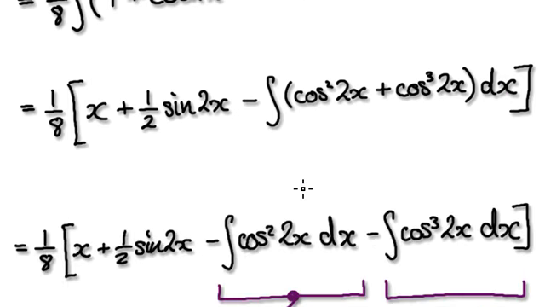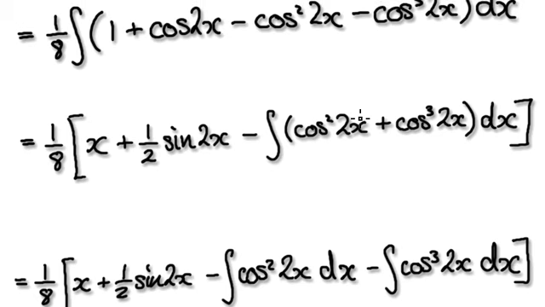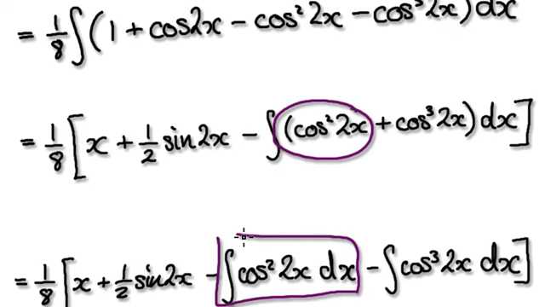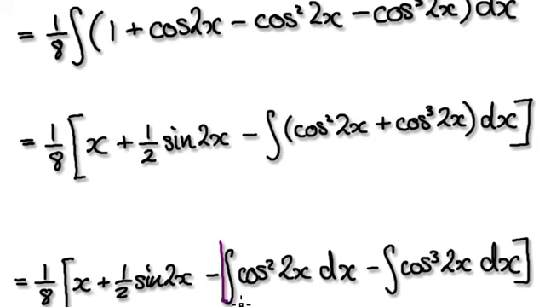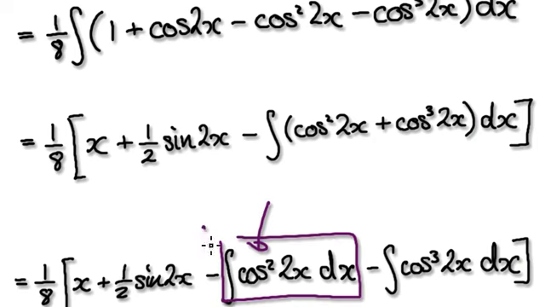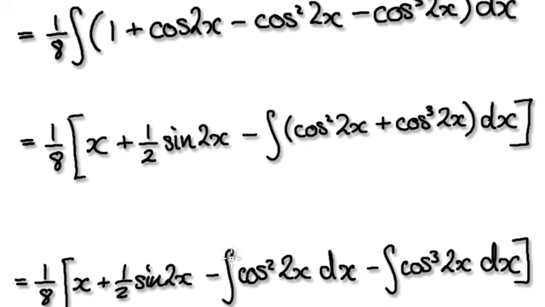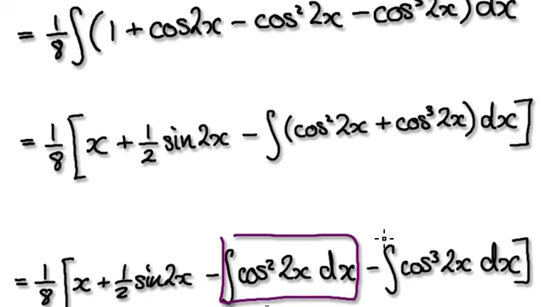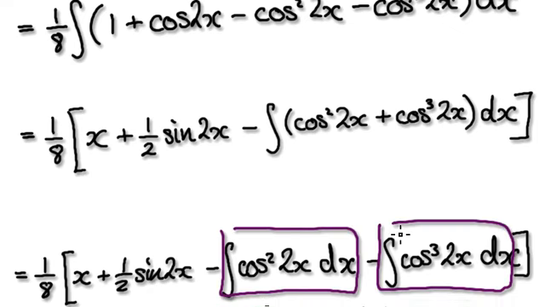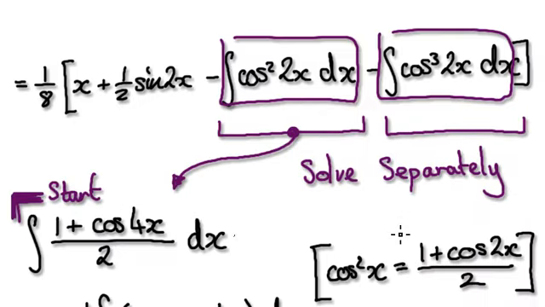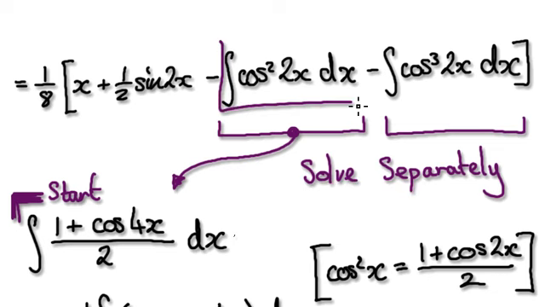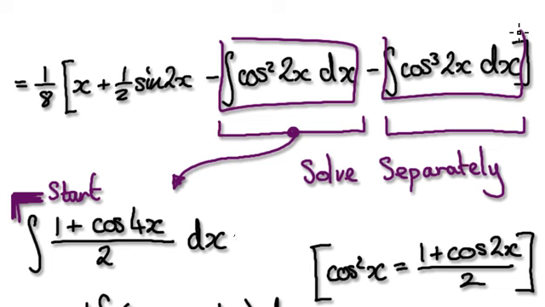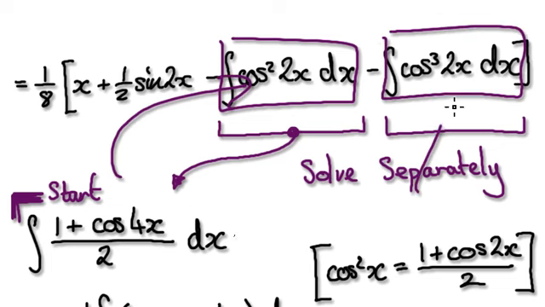And then integrating this, let's break this up into this, and then break this up into this. Now let's concentrate on integrating this. Don't forget, this is a positive, this is a negative, this is a negative, and this is a positive. Let's do it separately because it's quite complicated. So let's concentrate on integrating this, and then later on we're going to integrate this, and then later on we're going to put everything back into here.